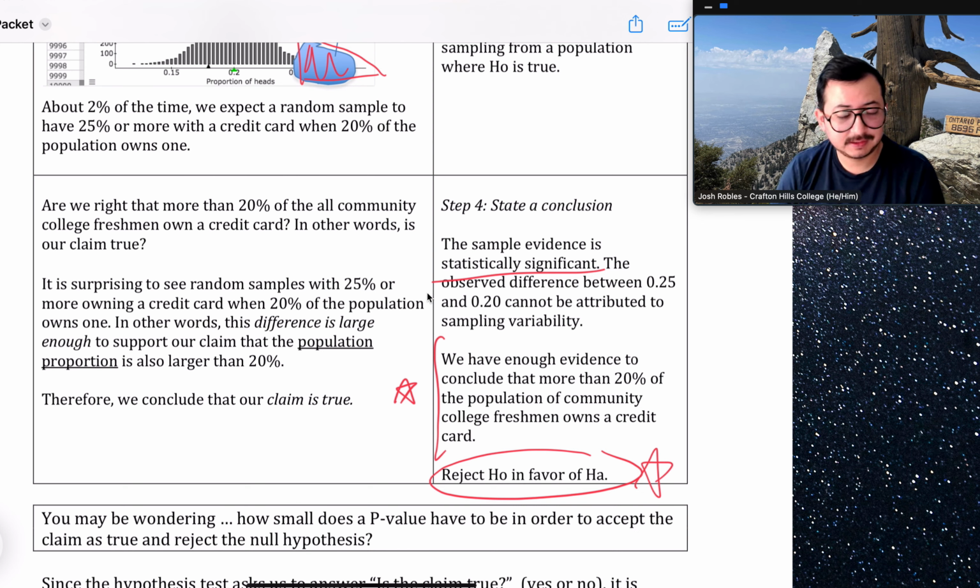We are concluding something. Compare that to the previous one. The previous one was kind of a generic, non-decision statement. We don't know. So the only time you get to conclude something is when you can reject, which only comes when you have a small p-value.